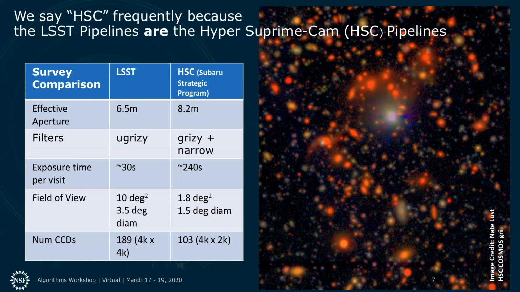The cameras are very similar, the main difference being that HSC has an atmospheric dispersion corrector and LSST does not. This means that image differencing in particular is easier with HSC versus LSST. And so we've been using other precursor data sets for validating that.